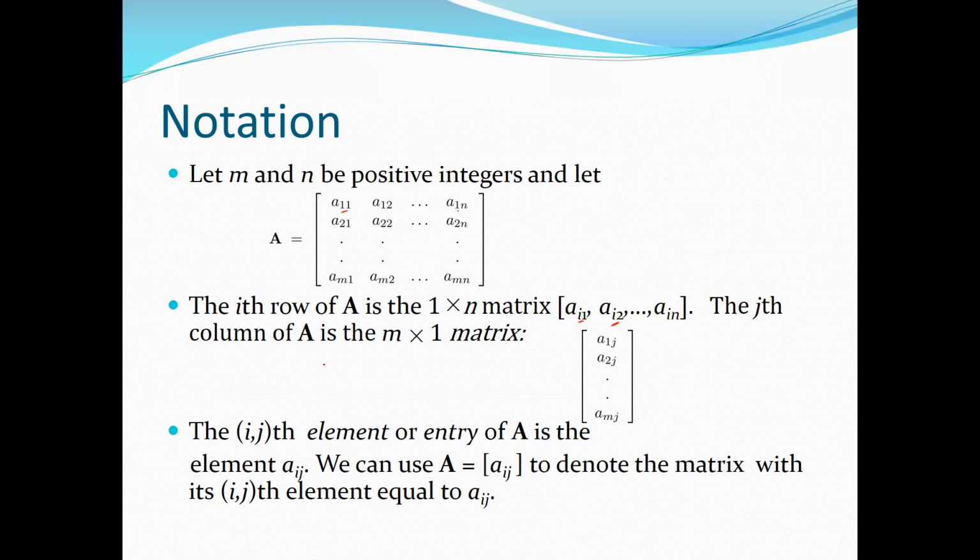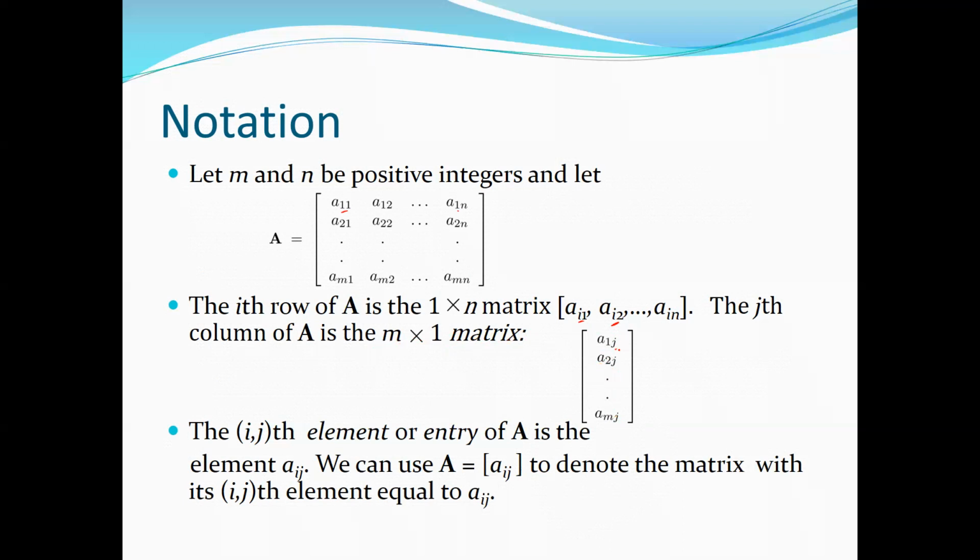The jth column of A is then an m cross 1 matrix. That means if we are talking about the jth column, any column, it represents m cross 1. So A1j, what does that mean? 1 is the row number, j is the column. Then A2j, A3j, A4j, up to Amj, the mth row, jth column.